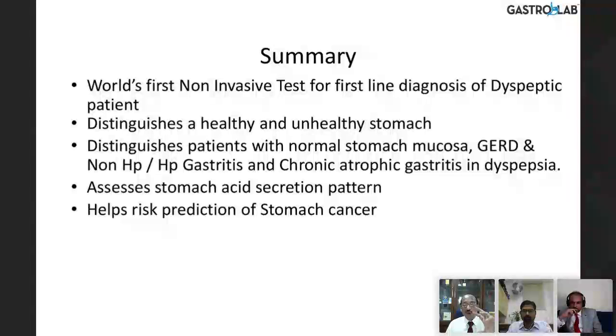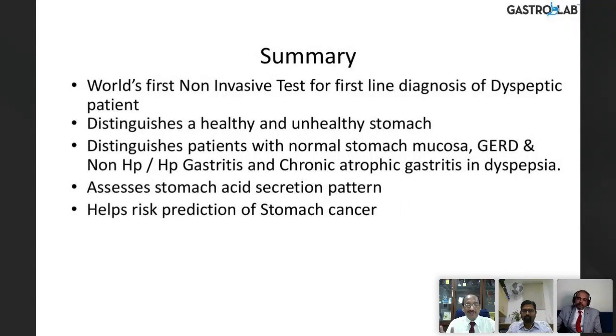People used to give hydrochloric acid dissolved in water to drink, and the dyspepsia disappeared. So we can easily assess the stomach acid secretion. Is it hyper or hypo? If they are hyposecretors, I don't think we should add fuel to the fire by giving proton pump inhibitors.